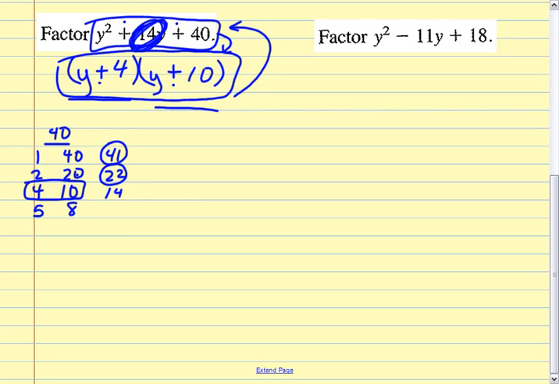Let's go here. They want me to write this as two binomials. I know this is y and this is y, but this is negative and this is positive. That means the two factors of 18 must be the negative one.